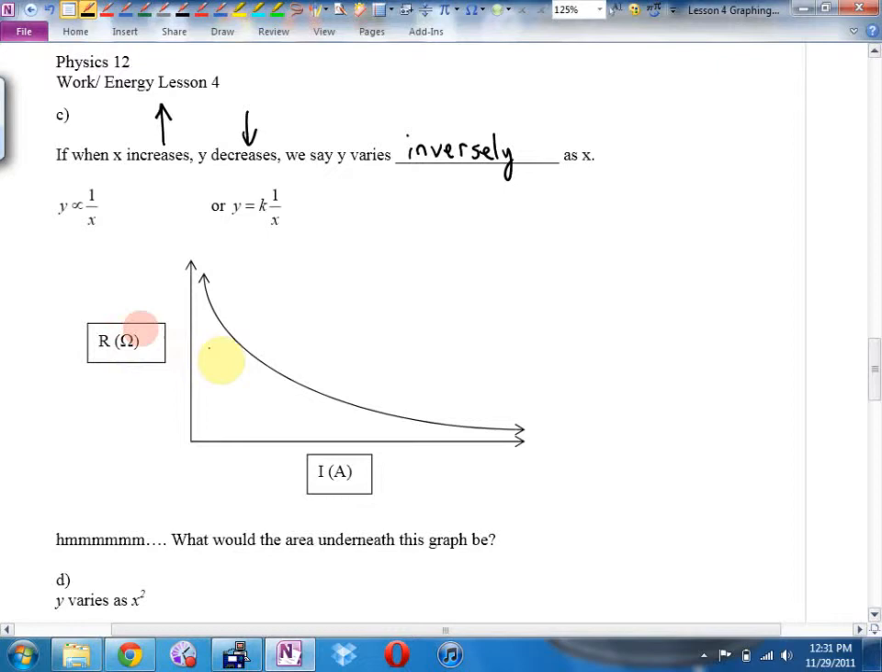V, which stands for not velocity, that's a lowercase v. We're in the electricity unit. What do you think it stands for? Voltage. There, you just discovered Ohm's law by using a bit of clever math.